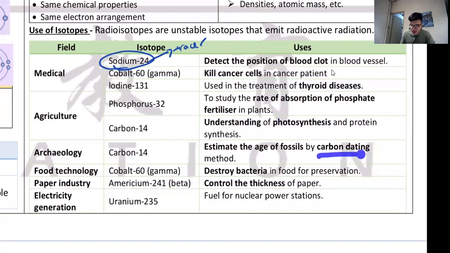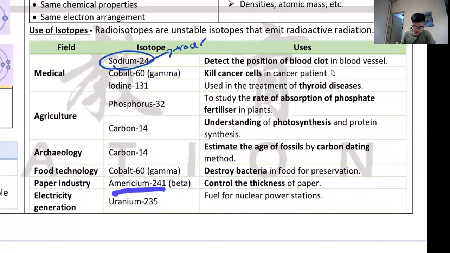Okay, what is carbon dating? Carbon dating is to look at how old something is, how old an artifact is. Let's say you got a dinosaur bone from the soil, you managed to get one dinosaur bone out. How do they know the bone is like 500,000 years old, 5 million years old? How do they know? It's by doing something called carbon dating.